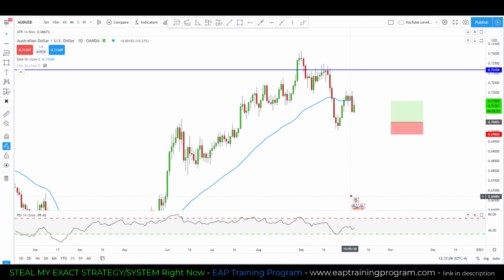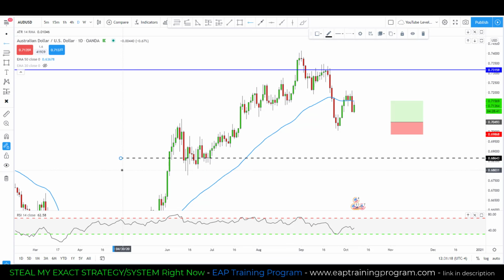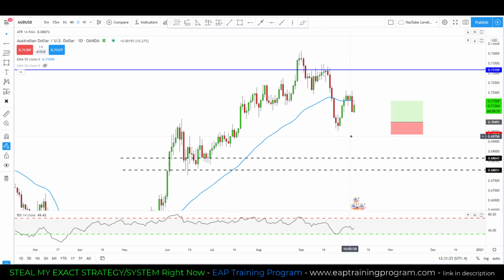So where is, with that being the case, now that you know that, where's my next level? Hopefully you said somewhere in this zone. Somewhere between 0.6864 and 0.6803 is an area I'll be looking for possible long trades out of the Aussie dollar.